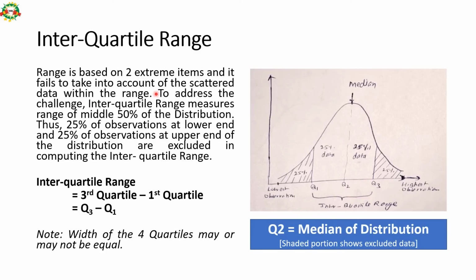Range is based on two extreme items and fails to take into account the scattered data within the range. To address the challenge, interquartile range measures the range of the middle 50% of the distribution, this area: 25% here, 25% here, 50%. Because it excludes the 25% lower data and 25% upper data. So the formula for interquartile range is third quartile minus first quartile, Q3 minus Q1.